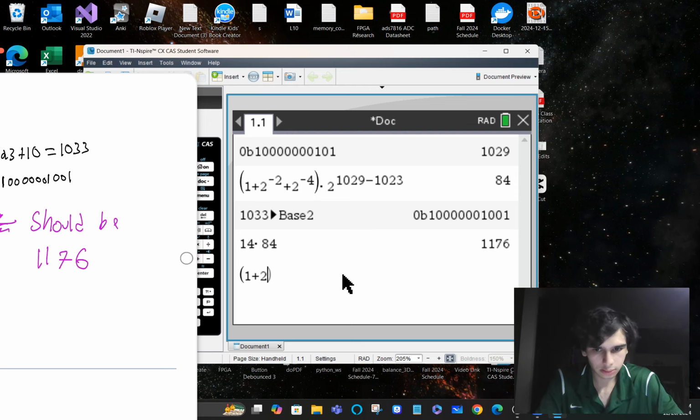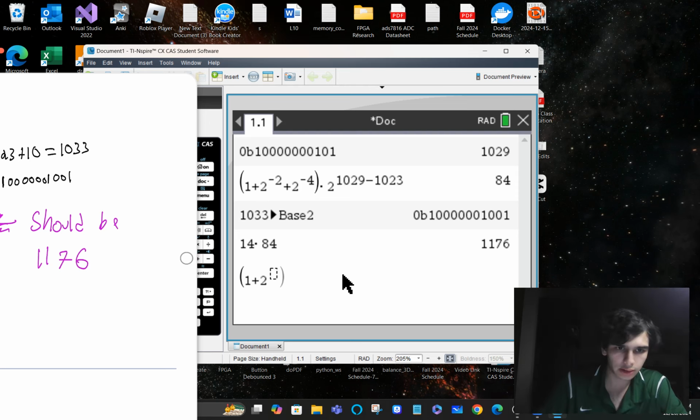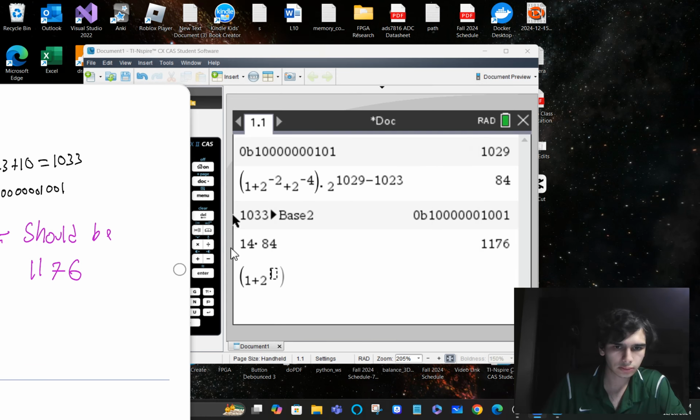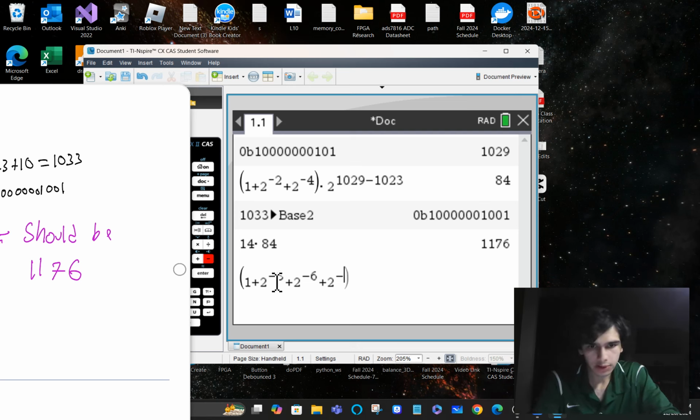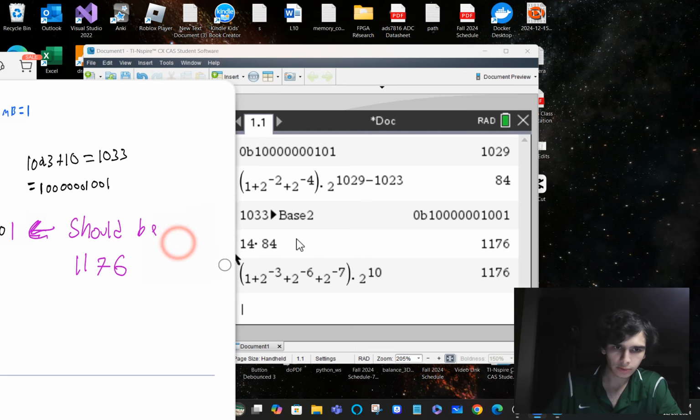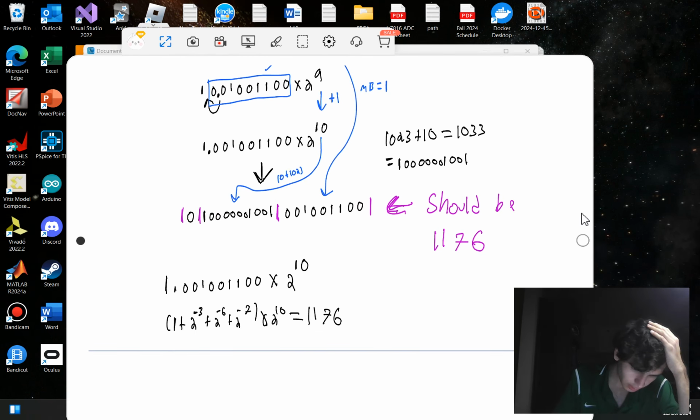1 plus 2 to the negative 3 plus 2 to the negative 6 plus 2 to the negative 7 times 2 to the 10 equals that. So what that does is that confirms that this number is equal to this, which means we successfully multiplied.